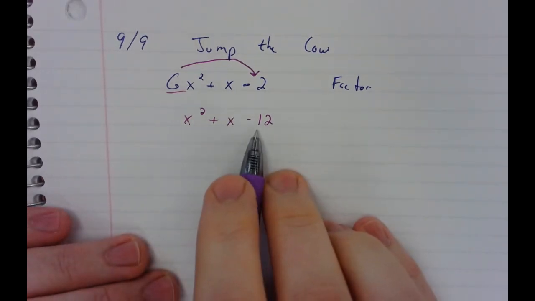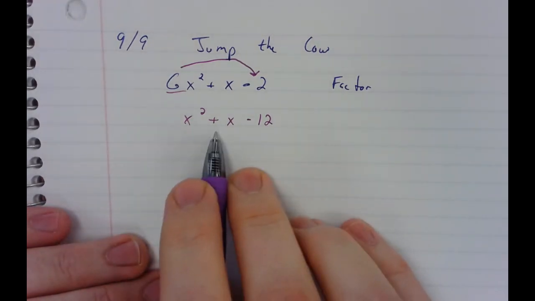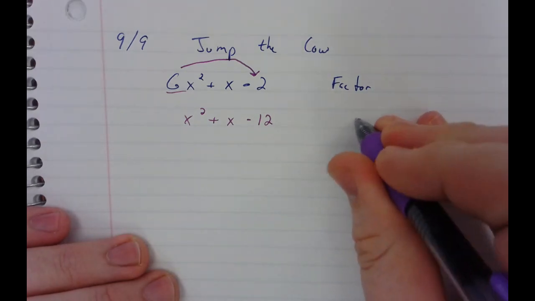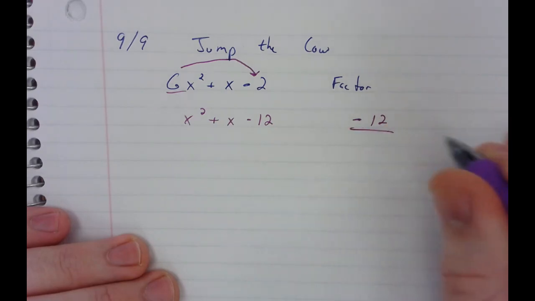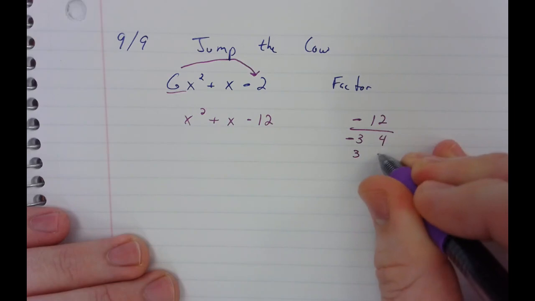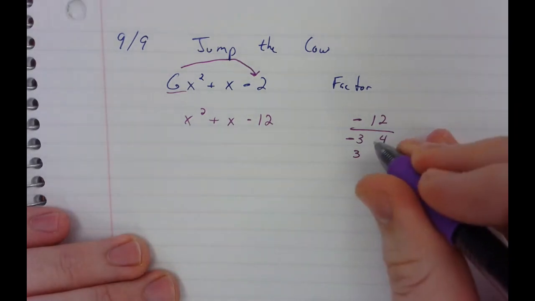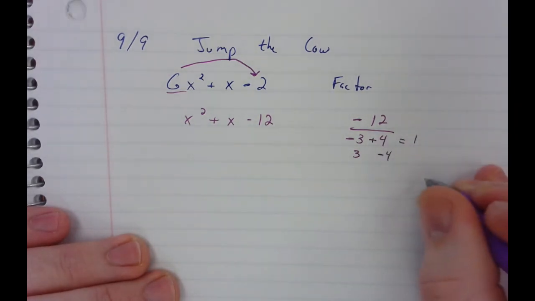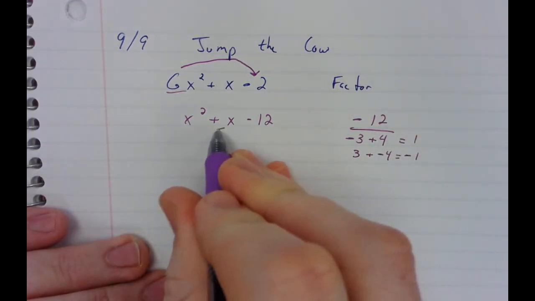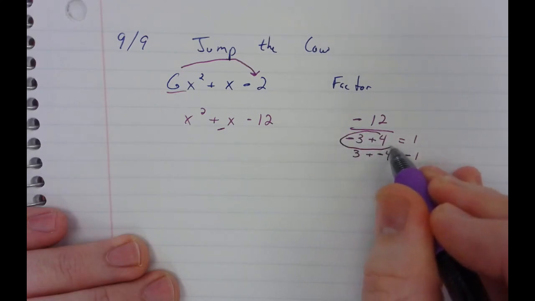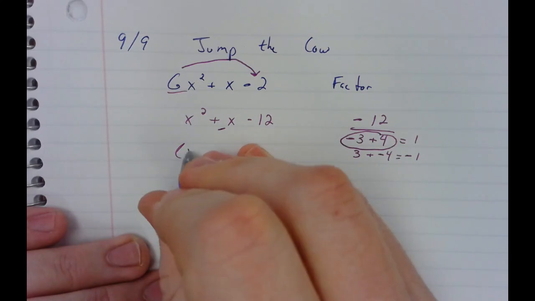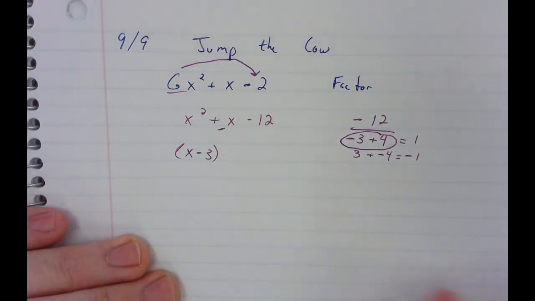I need two numbers that multiply to give me negative 12, but add up to 1. So this is where we quote-unquote milk the cow. Factors of negative 12 include negative 3 and 4, or positive 3 and negative 4. Now if I add these together, negative 3 plus 4 equals 1. 3 plus negative 4 equals negative 1. I need a positive 1 right here, so I'm going to choose these two factors. So now I can see that this is going to factor down to x minus 3, x plus 4.